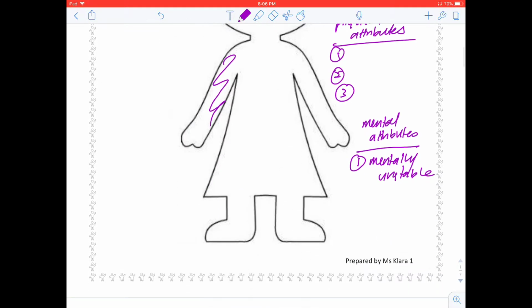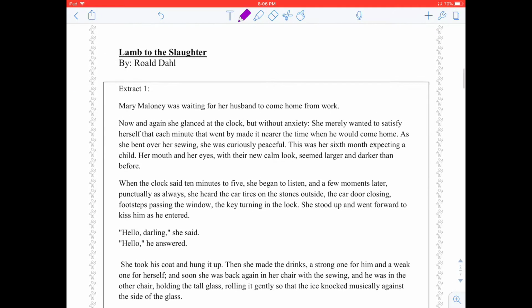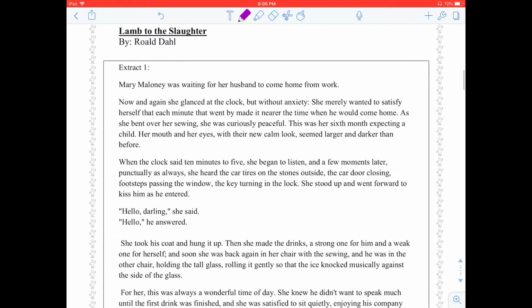So let's look at the text here. Let's just go through. I'm going to go through the story with you. So Mary Maloney was waiting for her husband to come home from work. Now and again, she glanced at the clock, but without anxiety. She merely wanted to satisfy herself that each minute that went by made it nearer the time when he would come home. As she bent over her sewing, she was curiously peaceful. This was her sixth month expecting a child. So over here, we realize that she is pregnant.